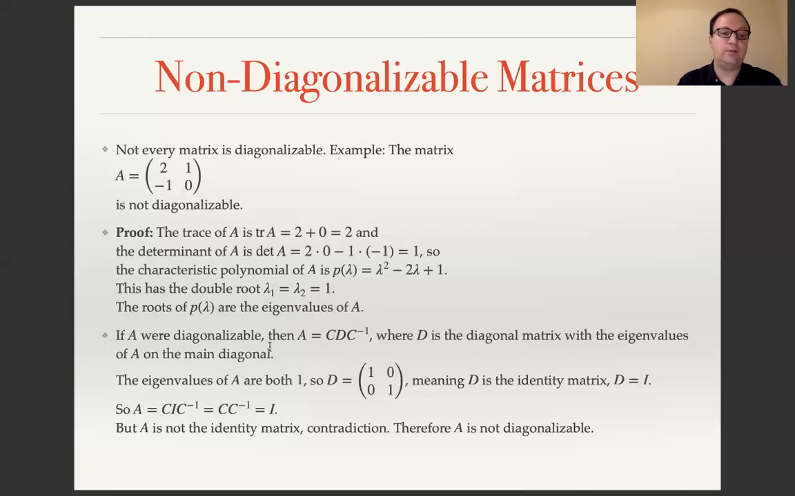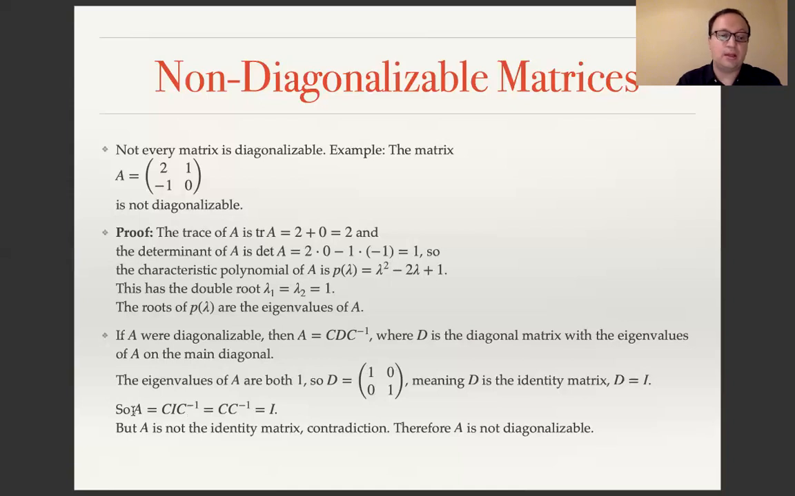Then if A were diagonalizable, then A would be equal to C D C inverse, where C is the change of basis matrix, and D is the diagonal form of A, which is the diagonal matrix with the eigenvalues of A on the main diagonal. But the eigenvalues of A are both 1, so D is the matrix with 1 on the main diagonal and 0 off the main diagonal, which is the same as the identity matrix. So D is the identity matrix.